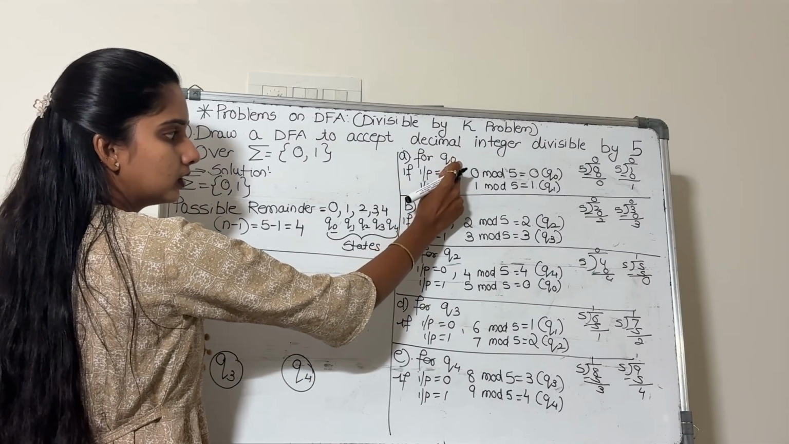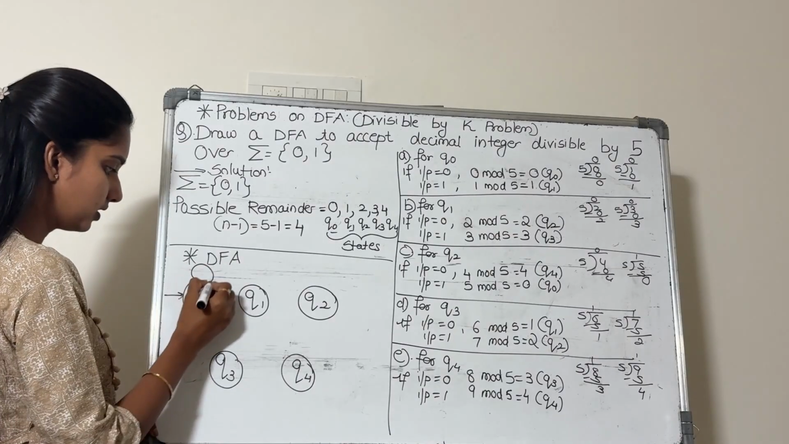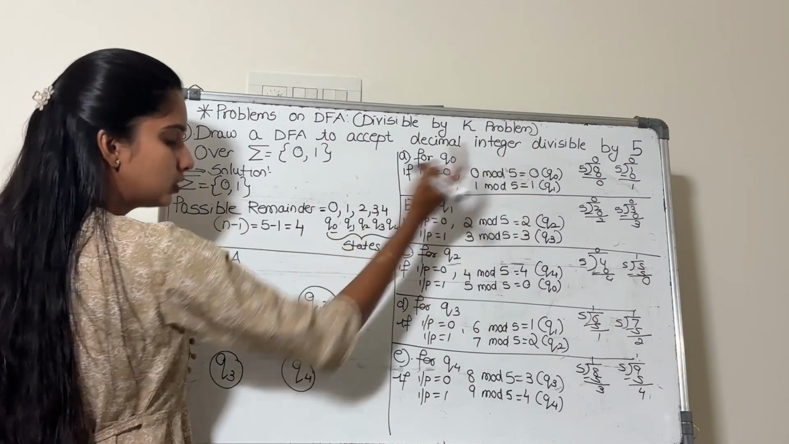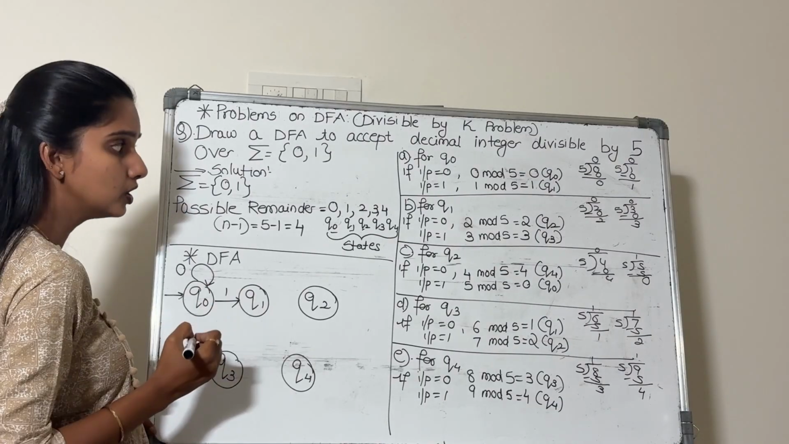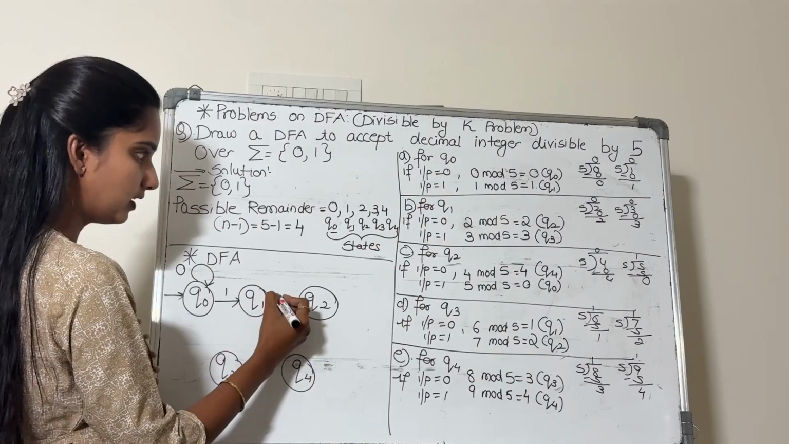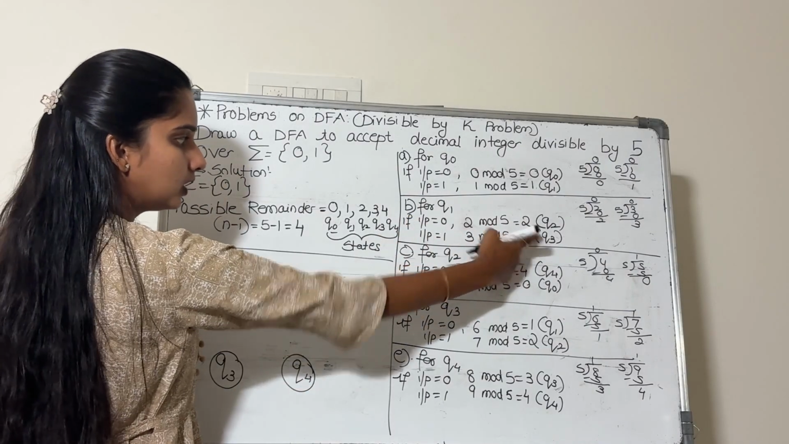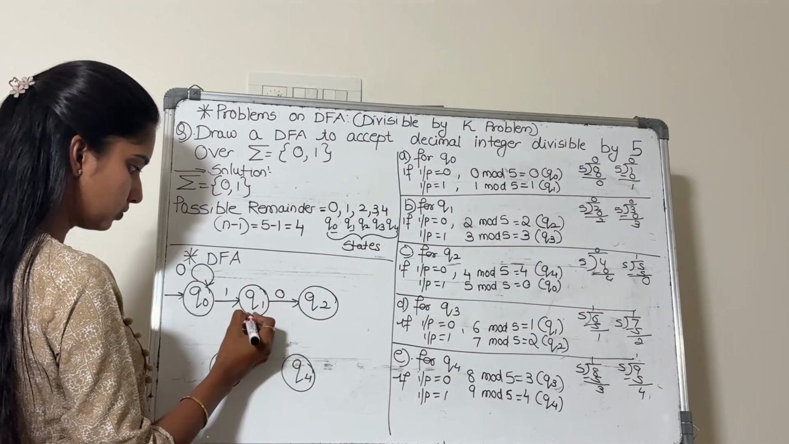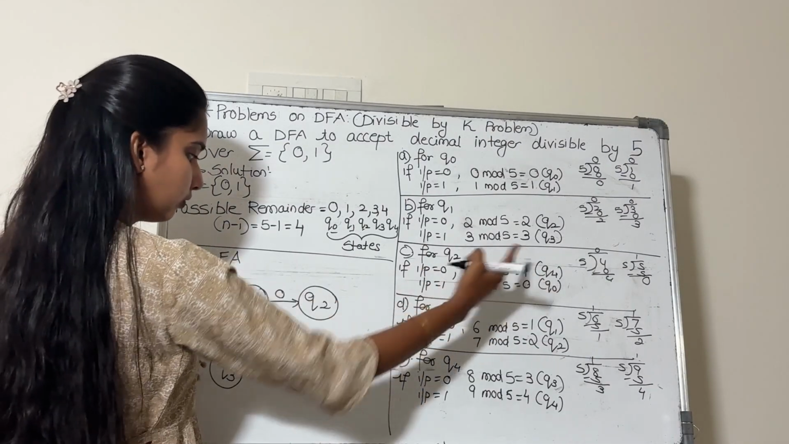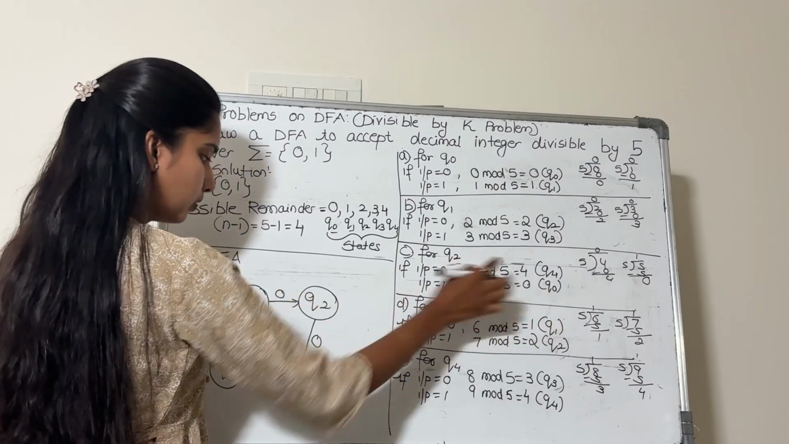Q0 with input symbol 0 goes to Q0. Similarly, Q0 with input symbol 1 goes to Q1. Similarly, Q1 with input symbol 0 goes to Q2. Similarly, Q1 goes to Q3 with input symbol 1. Similarly, Q2 to Q4 with input symbol 0, and Q2 to Q0.